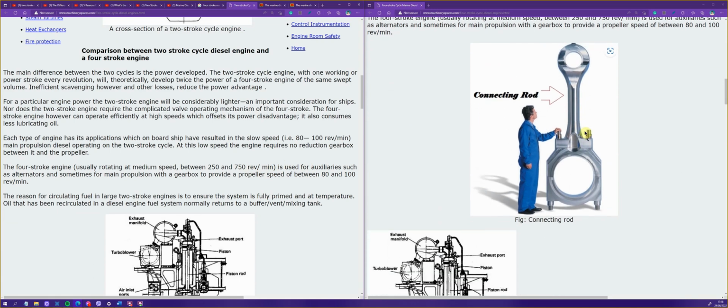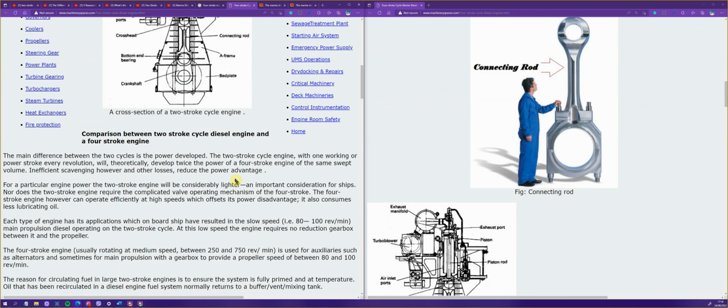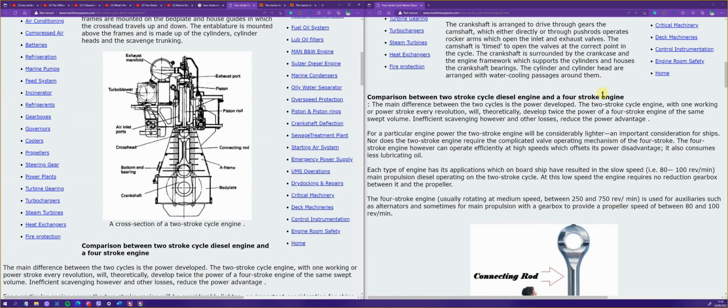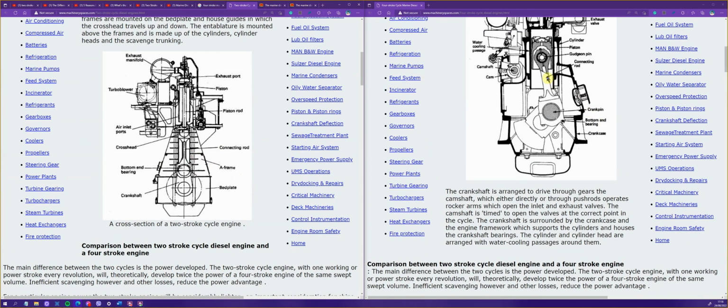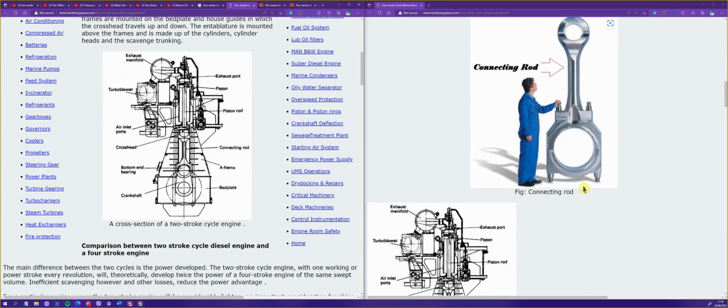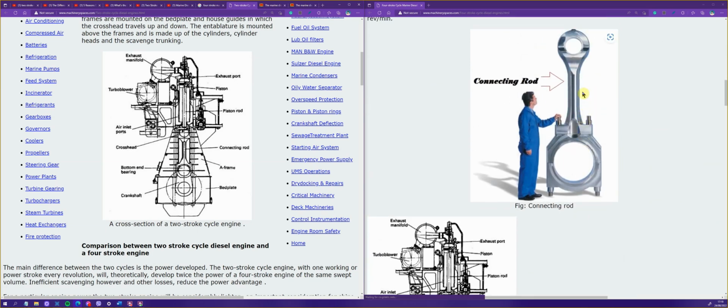So ito, connecting rod to. Sir, may ganyan ba kalaki? Yes. May ganyan kalaking mga connecting rod. In fact, maliit pa nga yan, sa totoo lang. Di ba wala siyang connecting rod? Ay, hindi, meron pala. Meron siyang connecting rod, walang piston rod yung 4-stroke. Yung connecting rod ng 2-stroke mo, maliit pa to. Pero wala pa naman nakita sa generator na ganito kalaki.